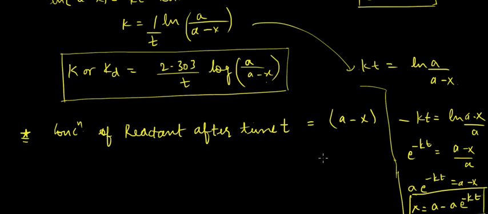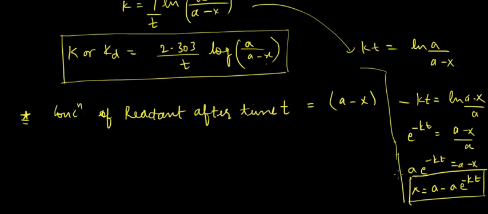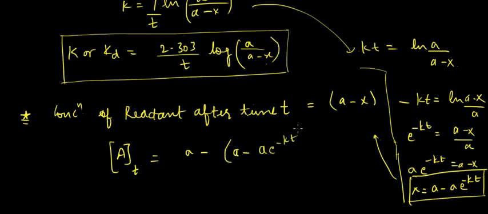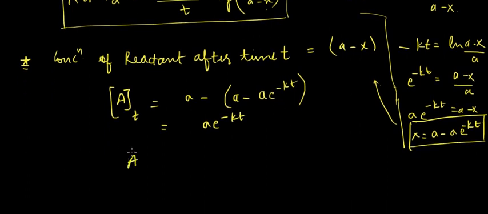So just substituting this value here, we would be getting a after time t would be equal to a minus x. Value of x is a minus a e to the power minus kt. So this would be a e to the power minus kt, and a was the initial concentration, so we can write that concentration of A at any point of time would be a naught e to the power minus kt.